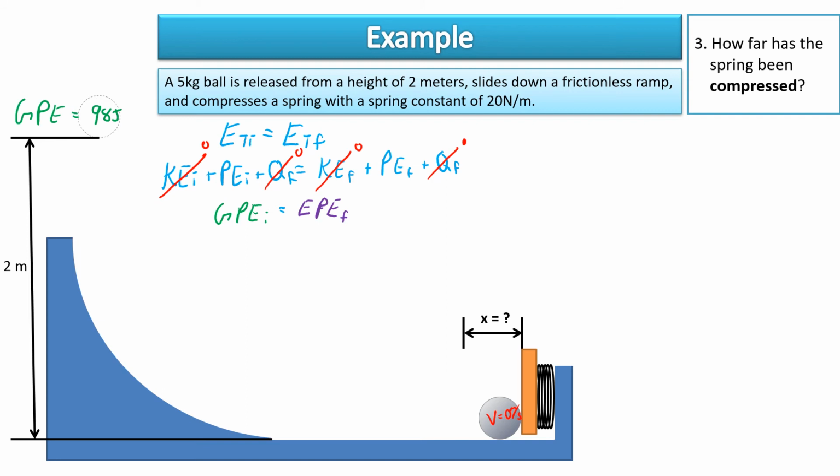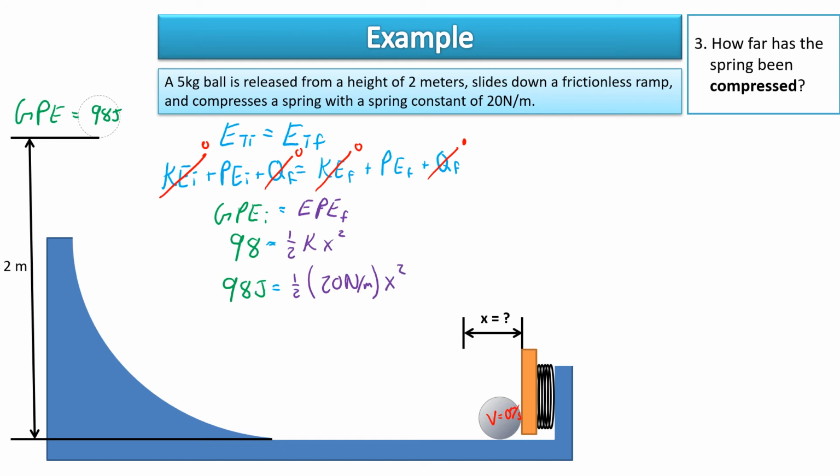So you have these different types of energy. We already calculated mgh is equal to 98 joules. So that's equal to 1/2 kx squared. Now they did tell you that k was equal to 20 newtons per meter. I don't want to get points off for units, so I'll write my units in here. 98 joules is equal to 1/2 times 20 newtons per meter times x squared.